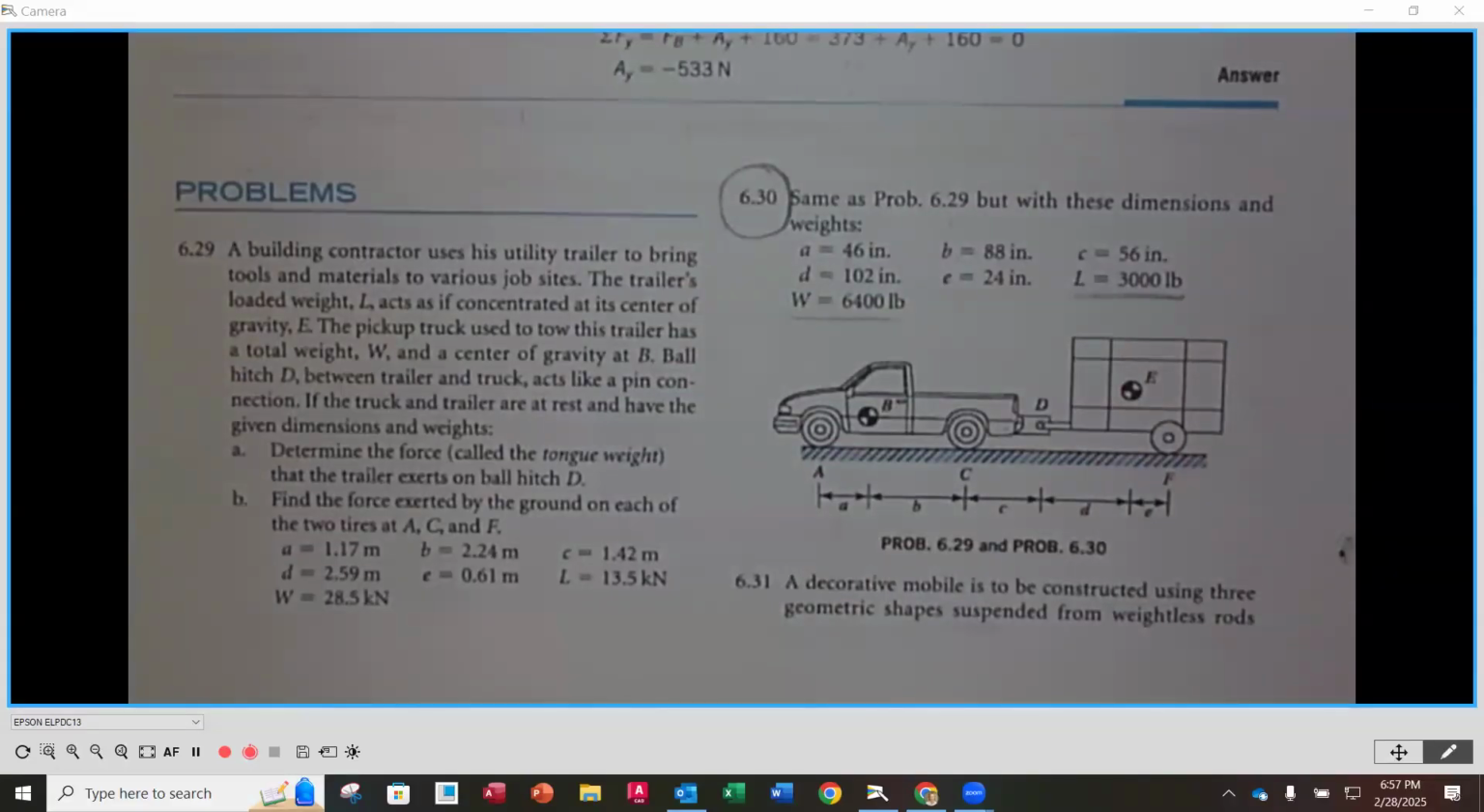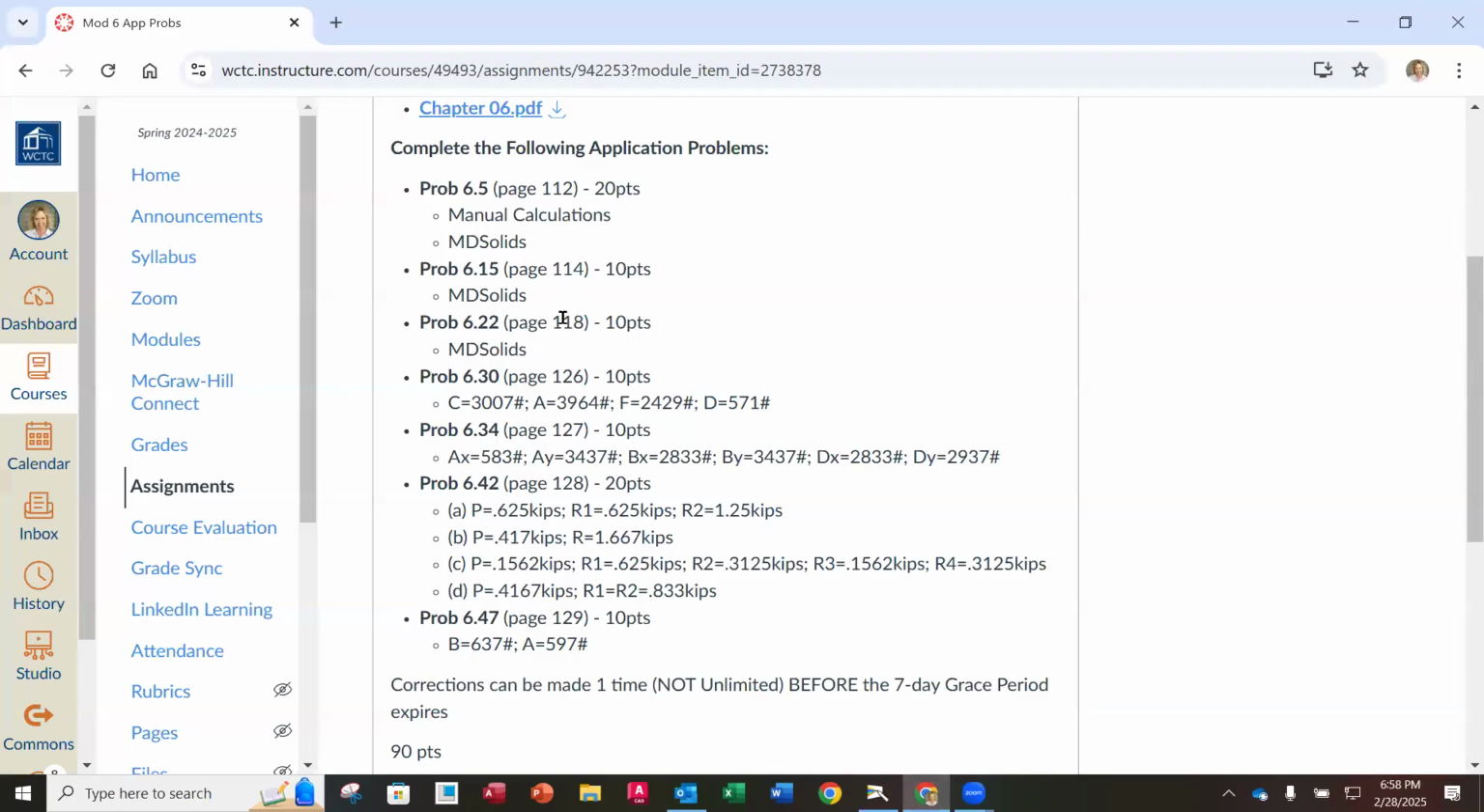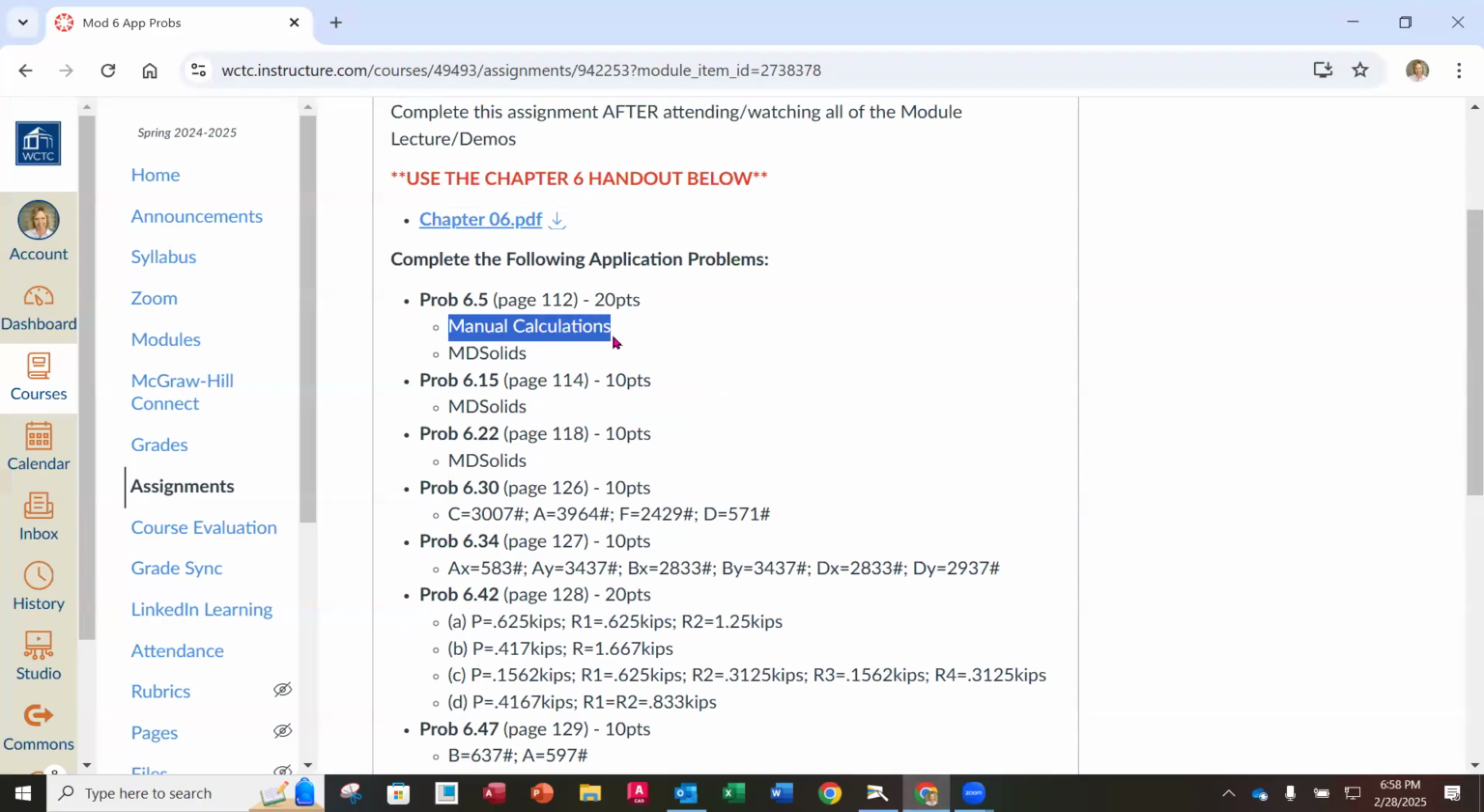So manual calculations only for the one problem. If we go back to our application problems, you only need manual calculations for 6.5. You are doing only MD Solids for the other two, and these are the screenshots of just MD Solids. So you'll notice that the first one, 6.5, is 20 points because you're doing manual calculations and handing in the MD Solids screenshot. For the next two, they're only worth 10 points each because it's only screenshots.